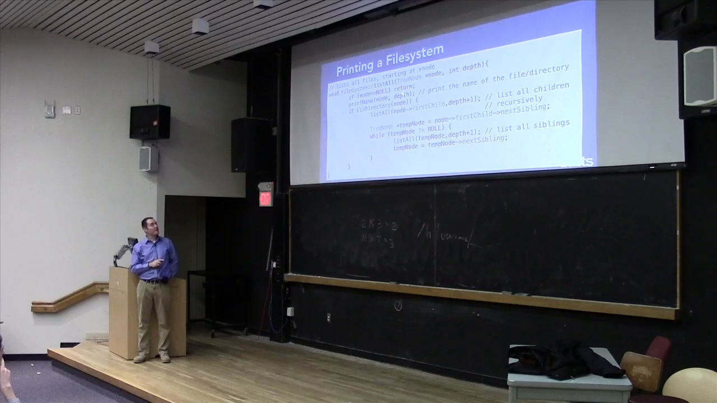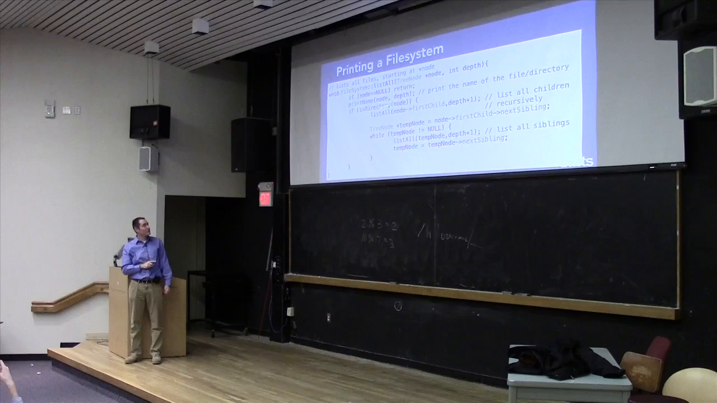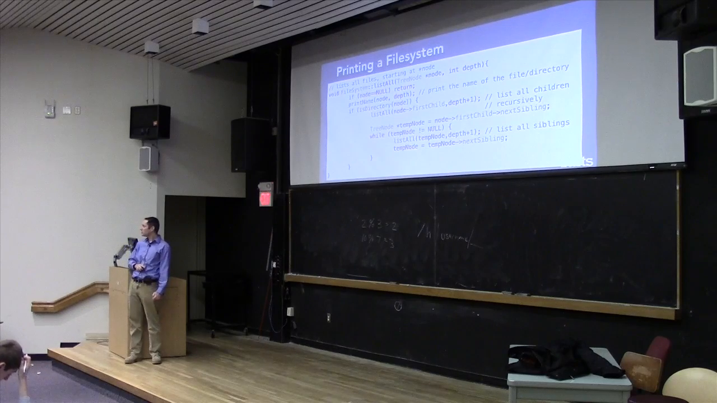Then we're going to print the name. All we're doing is printing out the listing here of files and directories. Okay, we're going to print the name. Then what we're going to do is say, look, if we are a directory, we need to print all of the children. This is where it gets a little odd.